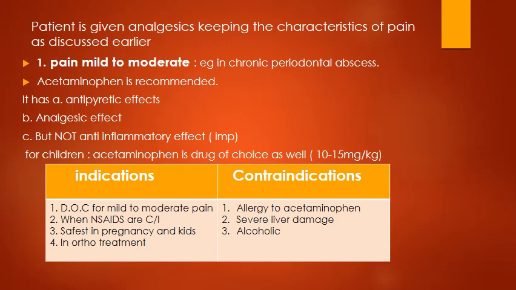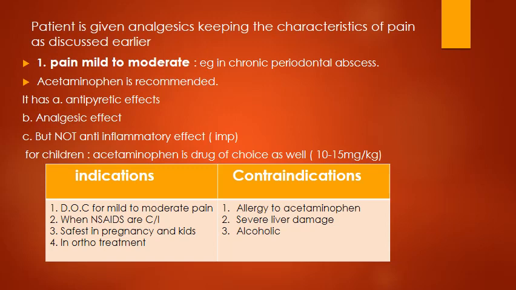Even for children, acetaminophen is a drug of choice because it is considered very safe, and it is given as 10 to 15 mg per kg, because in the case of children, the drug dose is calculated according to the weight of the child. Now let us discuss the indications and contraindications of acetaminophen.